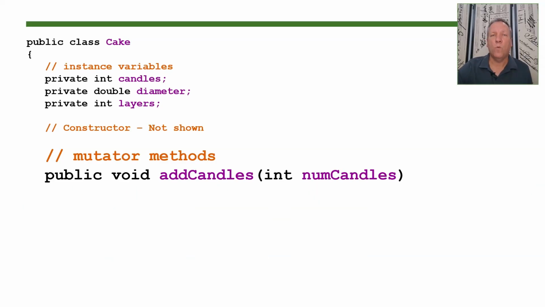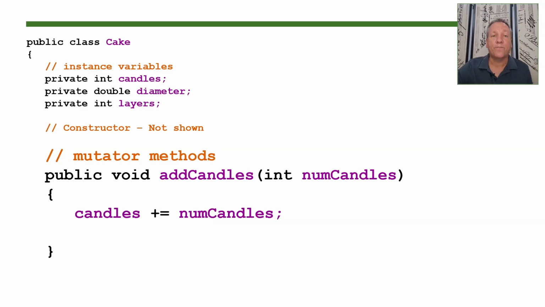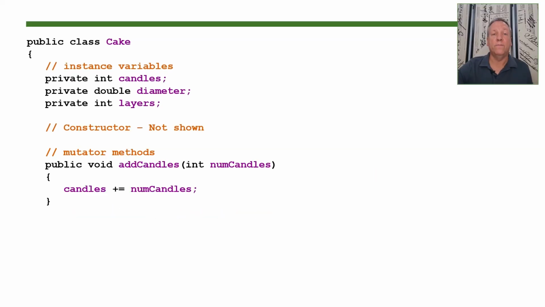So that's the header. What comes next? We're going to put our curly braces, which is where our method body is going to be located. This is where we write the code that defines the actions that the addCandles method is going to execute. Let's say we want this method to add a value to the number of candles already existing in our Cake object. So we're going to write candles += numCandles. This will add the value that's contained in the parameter numCandles to the value that already exists in our instance variable candles. We've modified our instance variable.